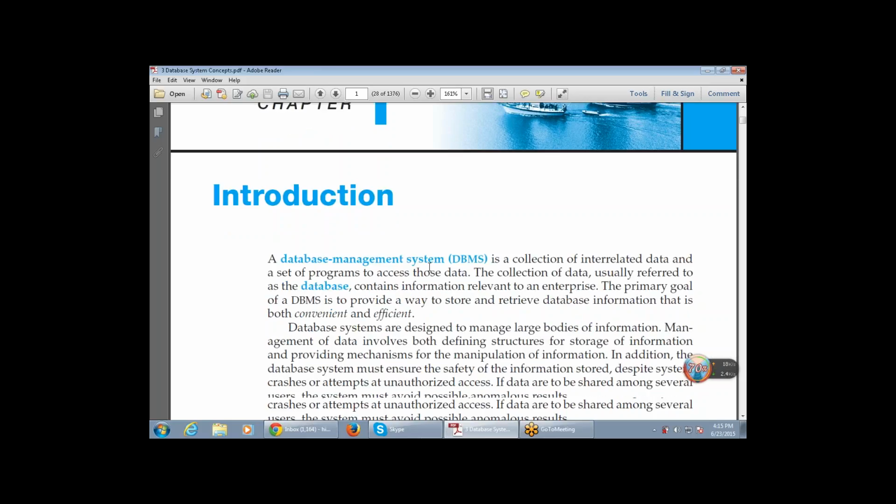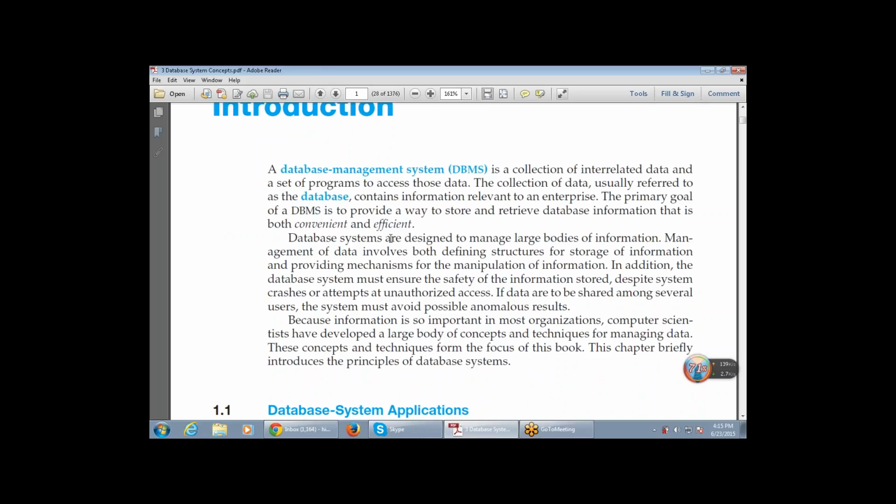Database systems are designed to manage large bodies of information. Management of data involves both defining the structure for storing information and providing mechanisms for the manipulation of information. That is, we can store the data and manipulate the data with the help of the DBMS, the database management system.